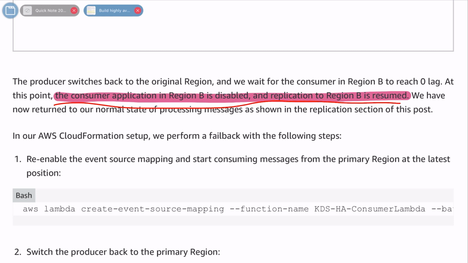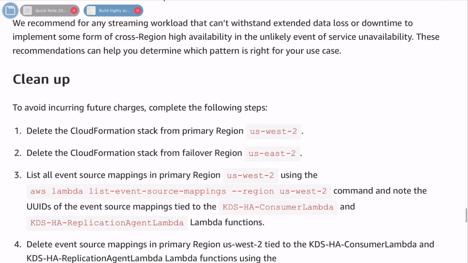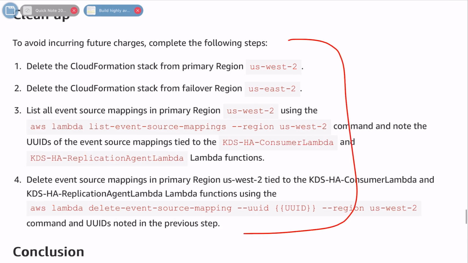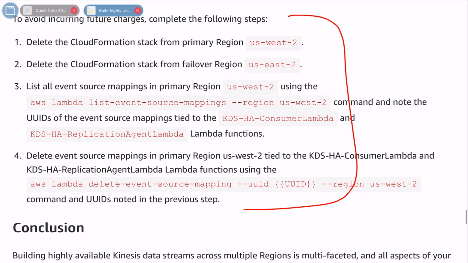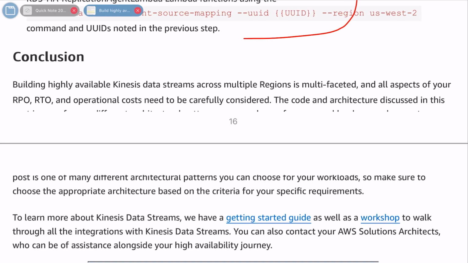And since we are doing this, the consumer application in region B is disabled and the replication to region B is resumed. Got it? We disable in region B and then we move to region B. This is helpful if you are setting up the architecture on your own. And definitely if you want to try, you can try it and you will learn a lot of things doing this. In this video, we have specifically discussed only up to this point.